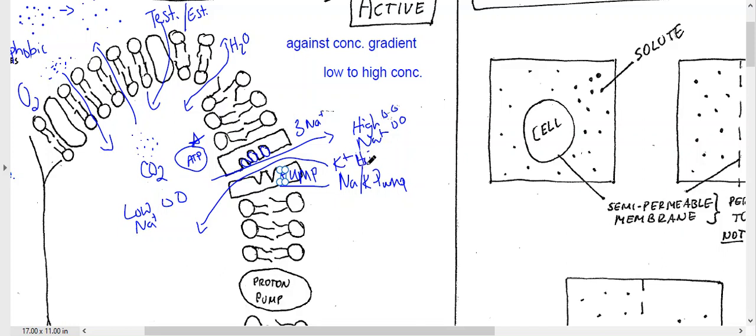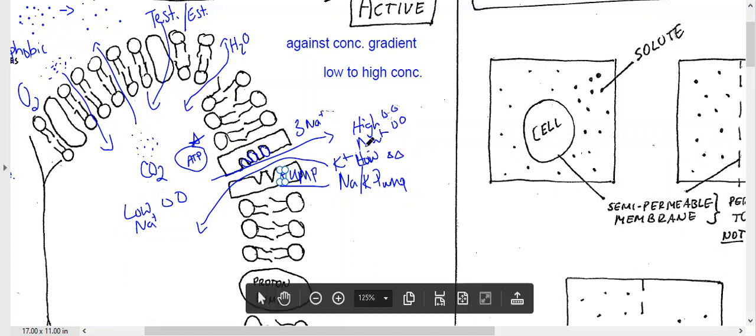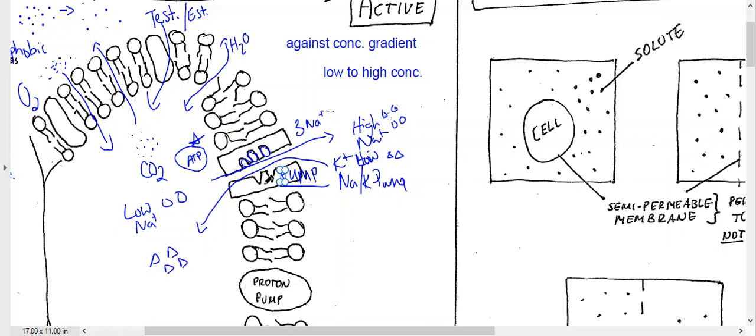Inside, potassium is usually low. So I'll have 2 triangles. And we're going to pump them, again, from low to high, just like stuffing a suitcase. We're going to cram all of these potassiums in here against their will using ATP. And the sodium-potassium pump can handle 2 of those for every 3 sodium.